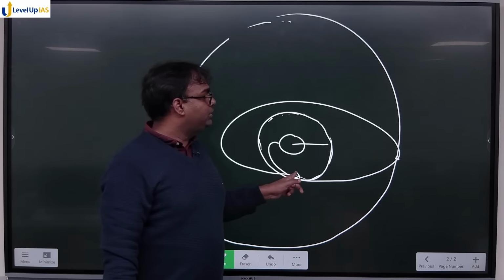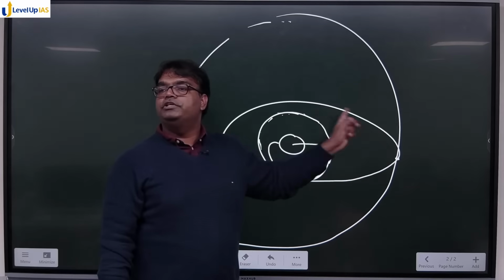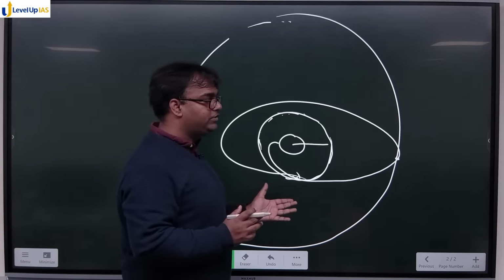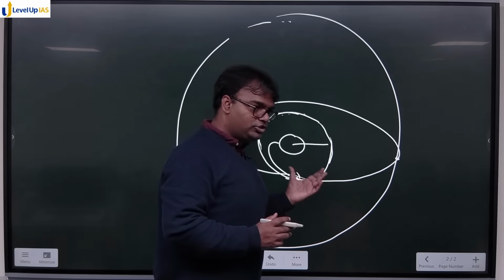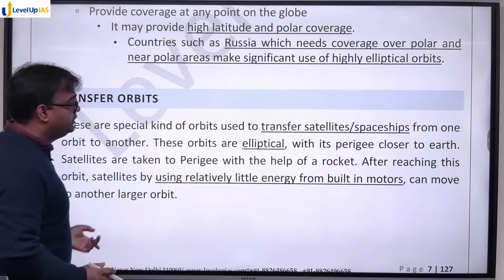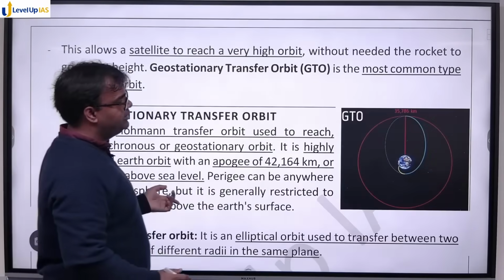In low Earth orbit, it launched it in this elliptical orbit. This elliptical orbit is called transfer orbit. This elliptical orbit was used to transfer satellites from a small circular orbit to a large circular orbit. You can see this image.